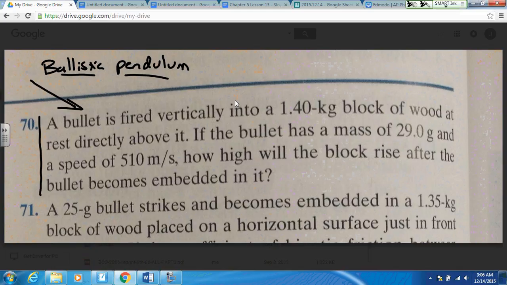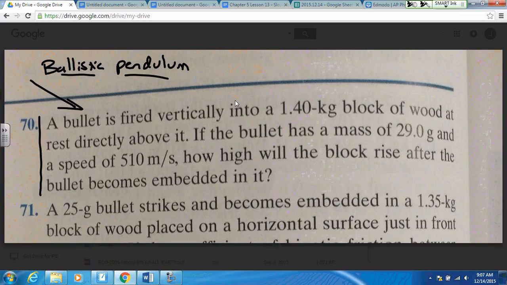A bullet is fired vertically into a 1.4 kilogram block of wood. If the bullet has a mass of 29 grams, that's a heavy bullet. That's a really heavy bullet. This is like a musket ball. Actually, it's heavier even than that. That would do some real damage. But it's okay, that's essentially an ounce.